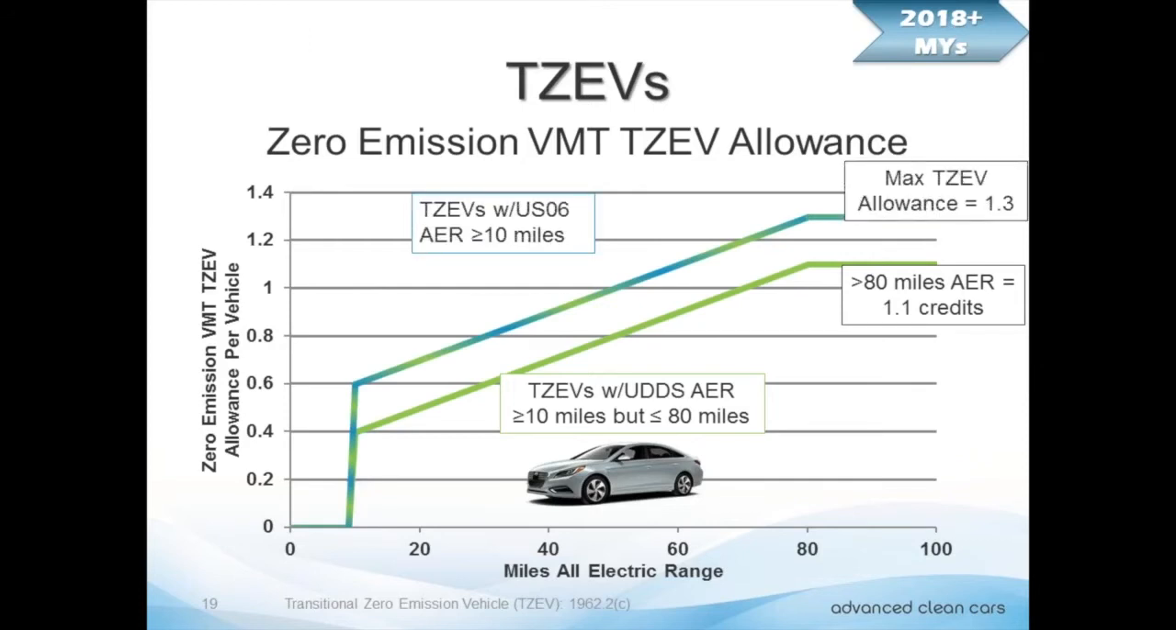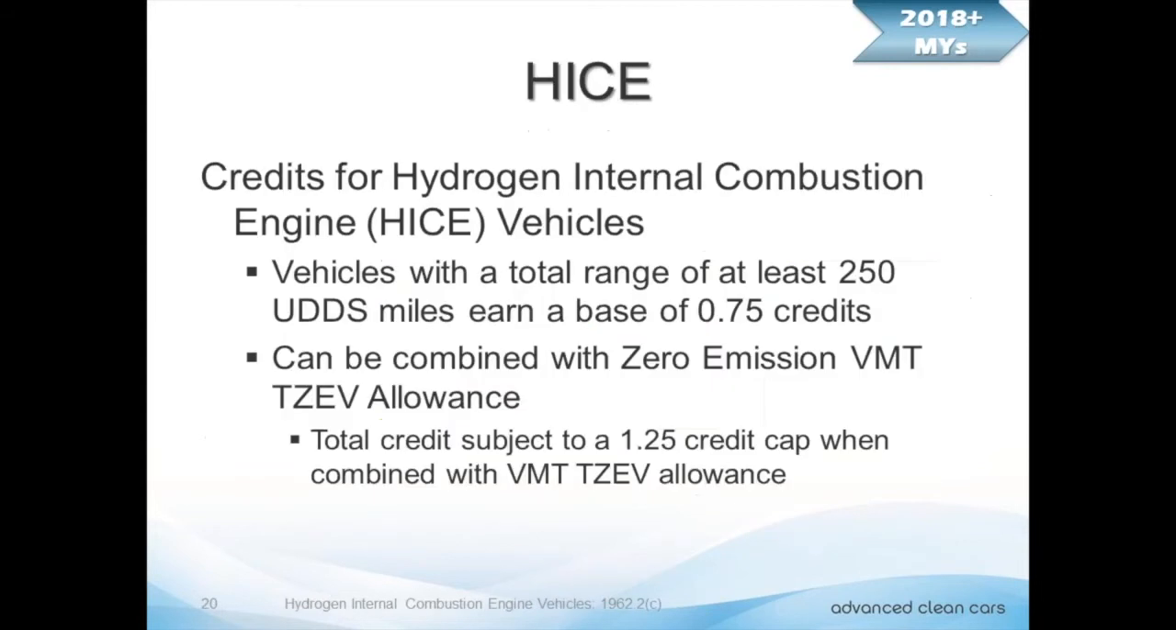Vehicles that are capable of achieving at least 10 miles AER on the more aggressive US06 drive cycle are represented by the blue and green line. These vehicles are capable of earning an additional 0.2 credits each for a total VMT TZEV allowance of 1.3 credits per vehicle. The 2016 model year Chevrolet Volt is a good example of a current TZEV that has the type of strong hybrid electric system that would qualify within this credit range for model year 2018 and beyond. Next, we will take a look at credit values for HICE vehicles.